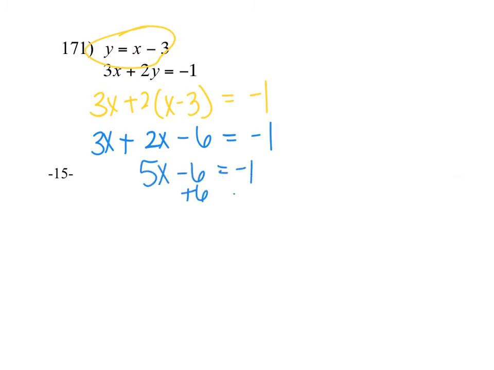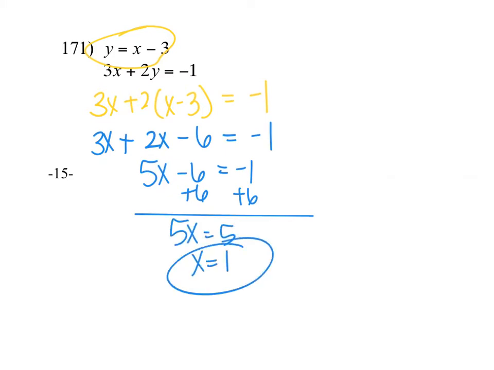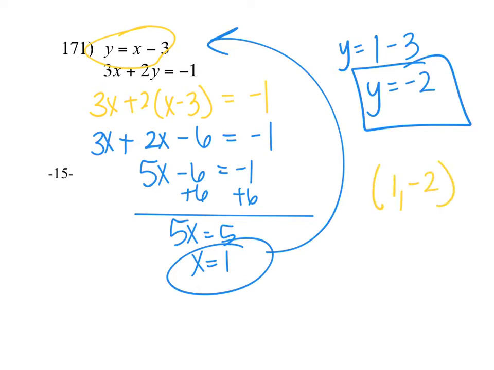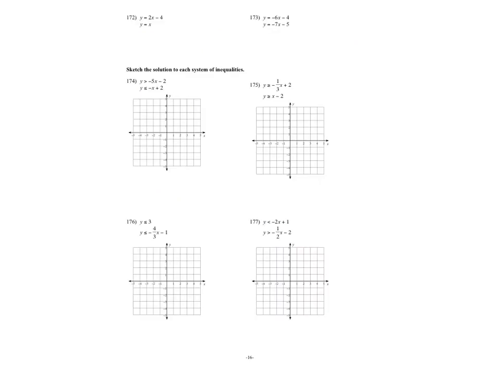So I'm plus 6 plus 6, I get 5x equals 5. So x equals 1. Now that I know my answer, plug it back in. I know that y equals 1 minus 3, so y must equal negative 2. And if I wanted to write it in a coordinate form, I would write 1, negative 2, and this would be my answer. Okay, back to graphing.